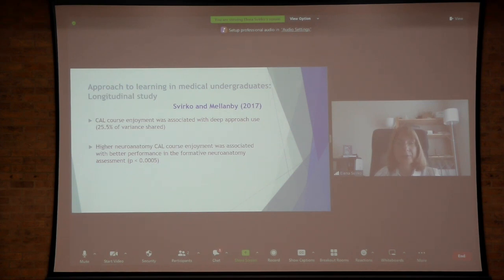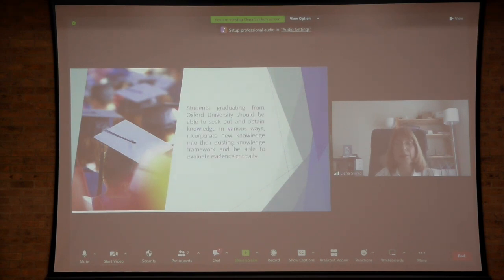We also found that high enjoyment of the CAL course was associated with better performance on the formative neuroanatomy assessment based on the course. And furthermore, greater enjoyment of preclinical medicine in the second year was associated with higher final exam scores and a better research project score. So it seems that students who enjoyed what they were doing were more likely to be successful academically. There are a lot of different factors which contribute to academic success, but maybe the enjoyment of study is one of these factors.